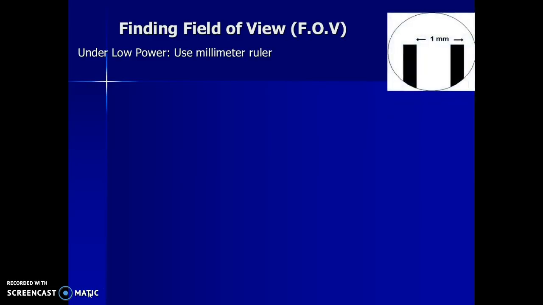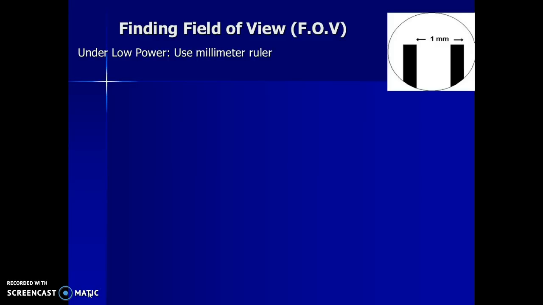So how do we find field of view? Now under the microscope, you are looking at very small objects. So how can you find the size of those minute objects? Here is a very clever way. Using a mathematical formula, you can estimate the size of any object that you view under the microscope.